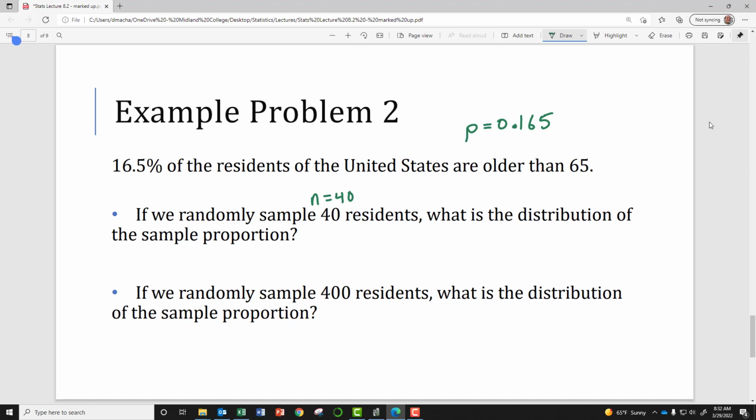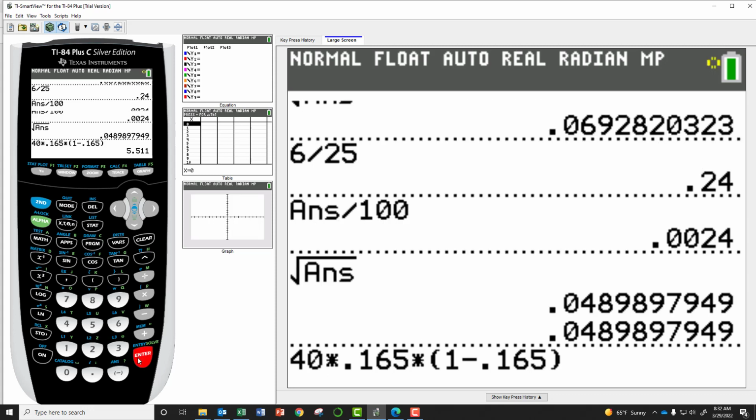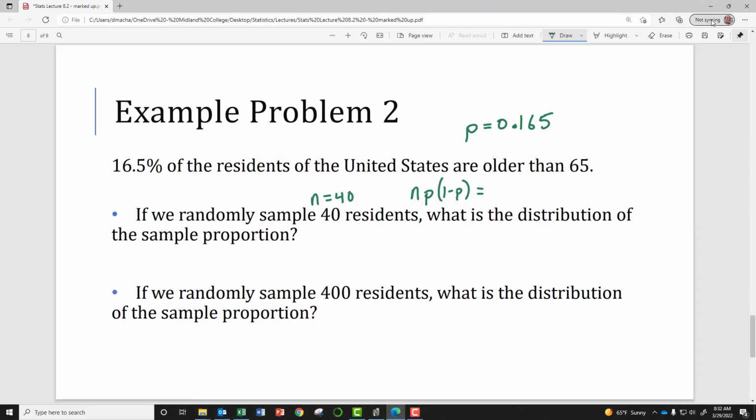Well, is it normal or not? We have to calculate n times p times 1 minus p and figure out if that's greater than 10. So my n times p times 1 minus p is going to be 40 times 0.165 times 1 minus 0.165, and that is the number 5.5. So in this case, the distribution is not normal. We can still tell you the mean and the standard deviation.